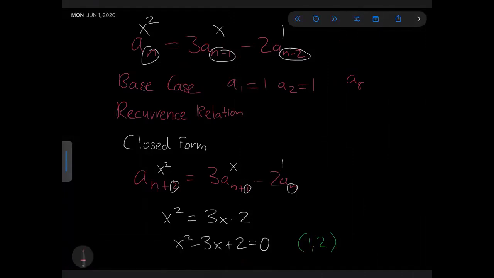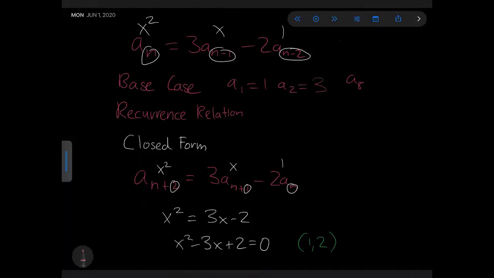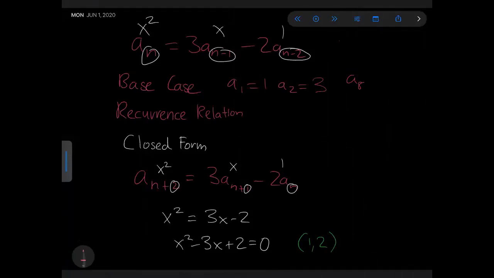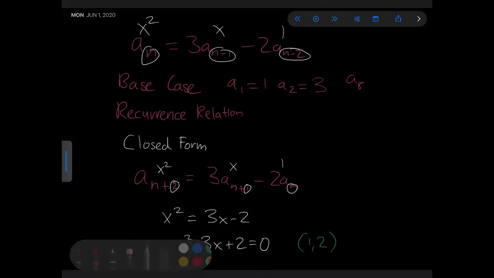Okay, yeah. I'm going to do a different case this time. Instead of 1 and 1, I'm going to say this is 1 and 3. So let's solve everything again, because some people are a little bit confused with this. What our closed form is saying is that we're going to assign x, and then our degree of x is going to depend on what we have over here.